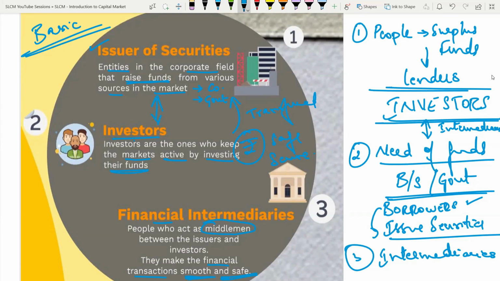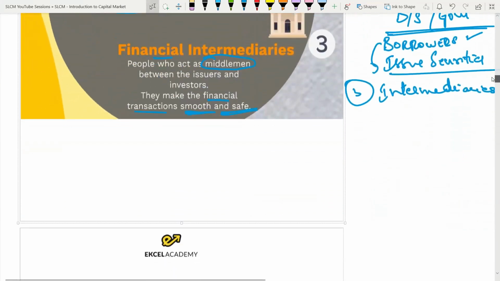That is the issuer of securities, who are the borrowers, the investors of securities, who are the lenders of money, and lastly the financial intermediaries, who are helping establish the connection between the people who want money and the people who are giving their money. That is nothing but the issuer and the investors. Right? So these are the participants of the financial market.